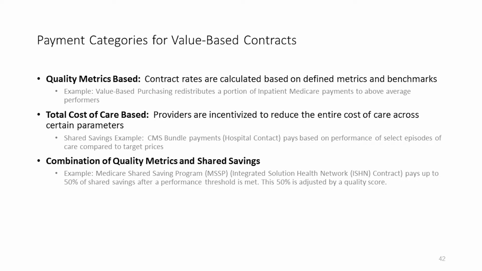A good example of that shared savings example is CMS bundled payments, which pays based on performance on selected episodes of care compared to target prices. This is a program that CMS had done on a voluntary basis. Last year, they did a mandatory program for certain hospitals. If you were in one of those hospitals, maybe a mandatory bundled payment for knee procedures, knee replacements. But a lot of these are elective at this point.